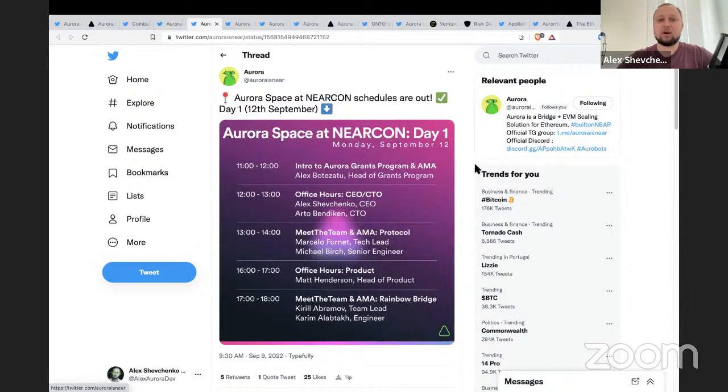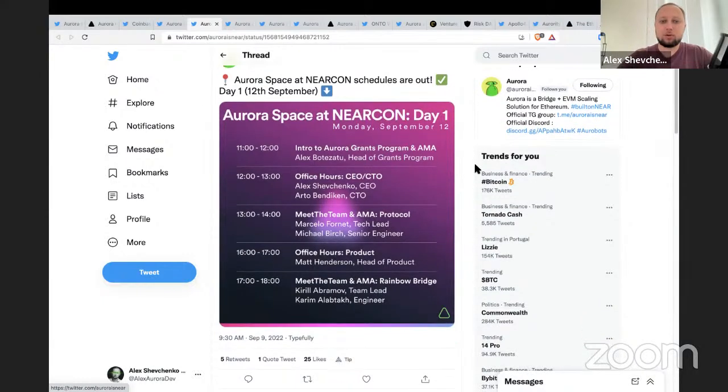Besides that, on the first day, on Monday, September 12th, there are also office hours and additional sessions that are more closely related to the protocol team, like Aurora Labs. There is some information about the Aurora Grants program. There are office hours when you would be able to talk to me and to Arto, and some additional things. So please take your time in case you want to speak with some particular people from Aurora Labs. That's the great day when you are able to do it, and please plan it.